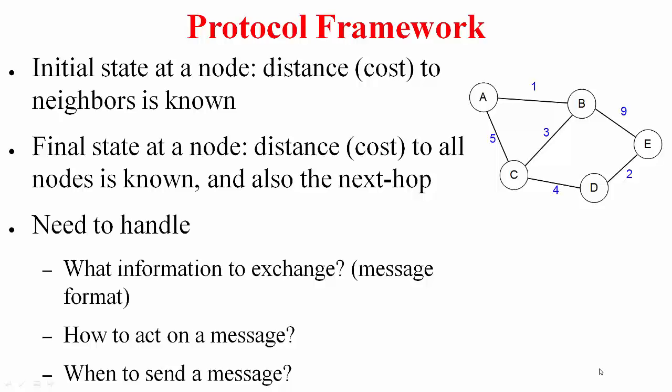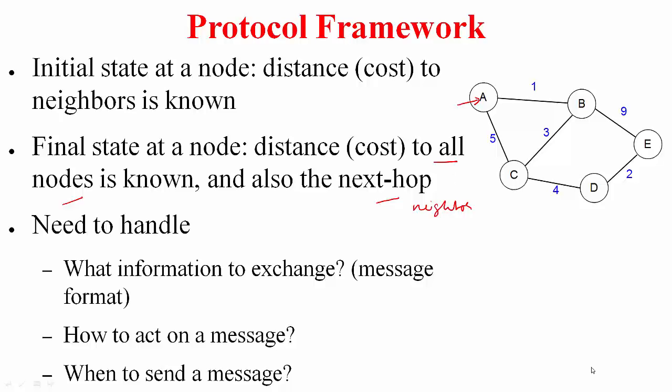To begin with, a given node knows the distance or the cost just to its neighbors. So that's the state with which each node begins. As the algorithm iterates, a node gets to know the distance to all the nodes in the topology. Not only this, it also knows, to reach a given destination, what the next hop is.